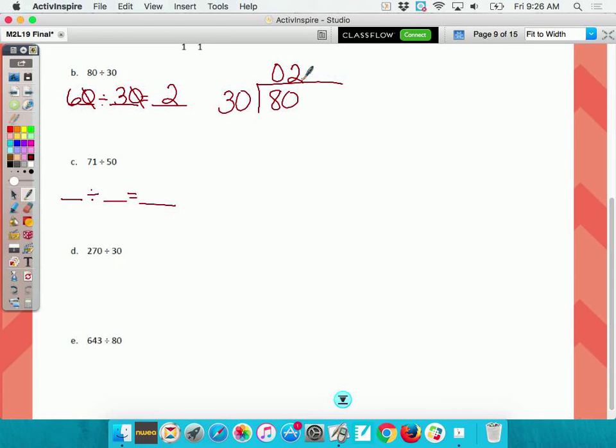Make sure you're writing all this. 3 times 2 equals 60, or 30 times 2. And when I subtract, what do I get? 20. Now here's what I want you to check.